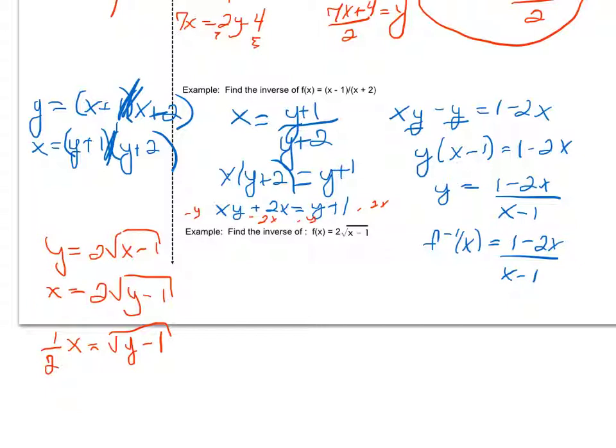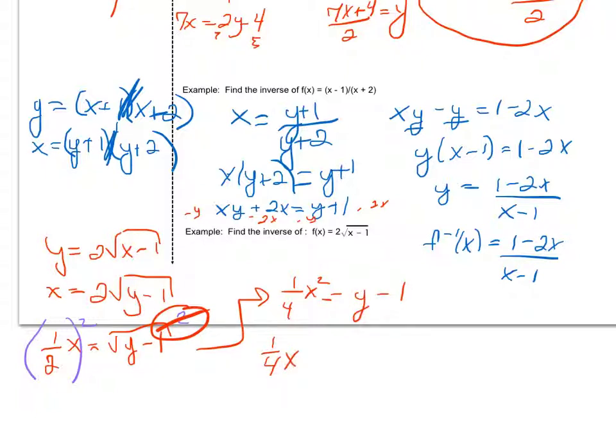So I can get rid of that radical by taking the square of both sides. I have to square this entire side. Remember, squaring means multiply by itself, so 1/2 x times 1/2 x becomes 1/4 x squared. My square root and my square cancel here, leaving me with y minus 1. I can add 1 to get y by itself, and then I just have to relabel it as my inverse. So f inverse of x equals 1/4 x squared plus 1.